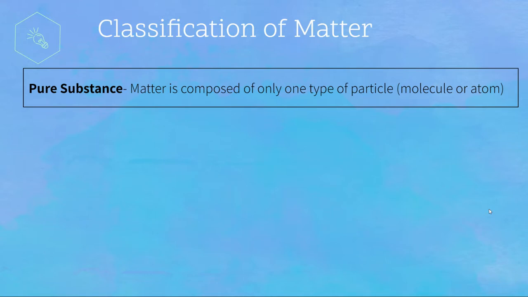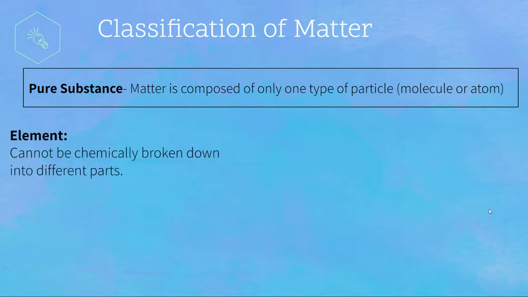But what are they? A pure substance is matter that is composed of only one type of particle. Now we have to be really careful because that type of particle can be a molecule or an atom. What does that mean? Well, it means that it can be either an element or a compound. So let's classify an element first. For example, an element cannot be chemically broken down or taken into any other form or broken into different parts. It is just the element.